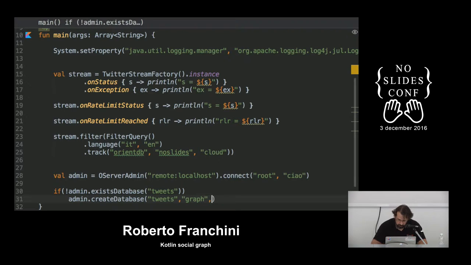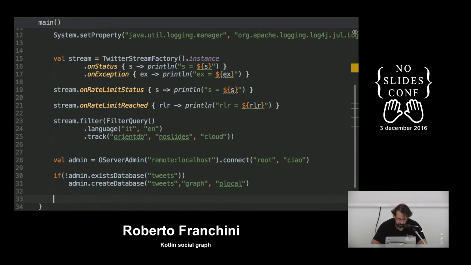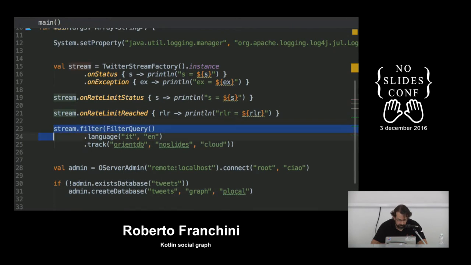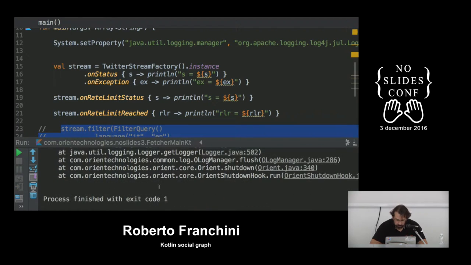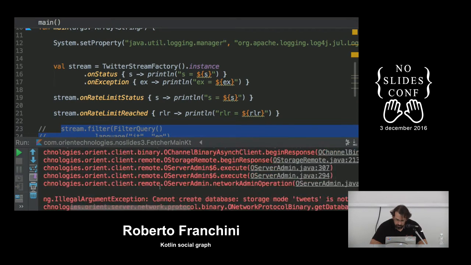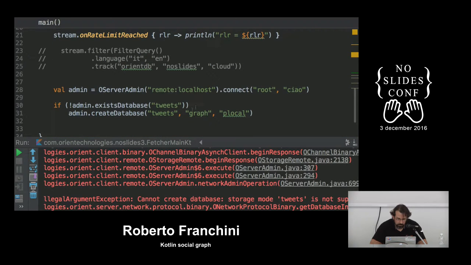RDB is a multimodal database, so you can even create only a document database without the graph support, but it is better to use always the graph.db. You can mix and match document and vertex and edges. Okay. Let me stop the stream for a while. And okay, what was wrong? Create database.